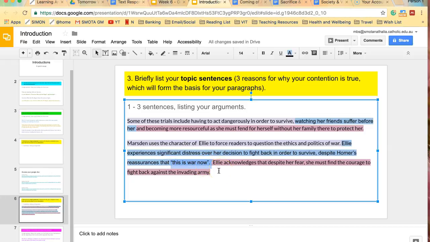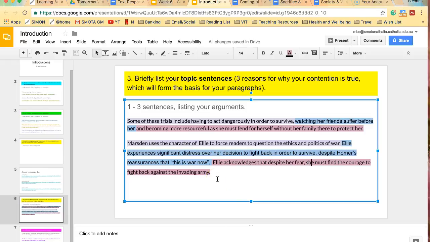Your third and final body paragraph would be about how Ellie acknowledges that despite her fear, she must find courage in order to fight back. So examples when she finds great courage in order to survive. So it might be things like, you could talk about the symbol of the light in that paragraph, for example, and how stepping out into the light she was transformed. Or even how she was very quick thinking in the moment with the mower, or even in the way that she quickly adapted her plans when they were saving Lee. Those are three good examples that you could use in that paragraph there.